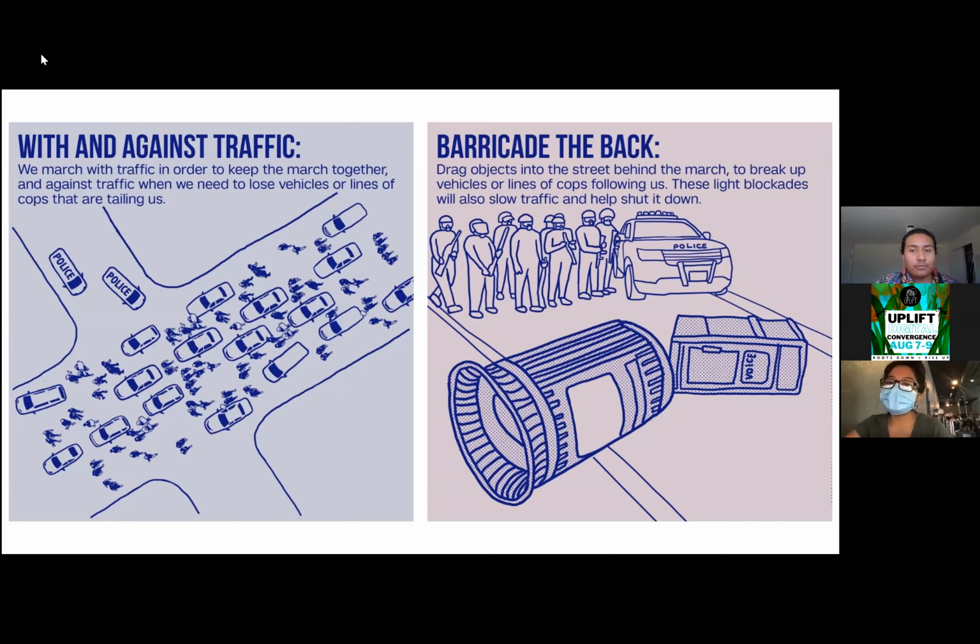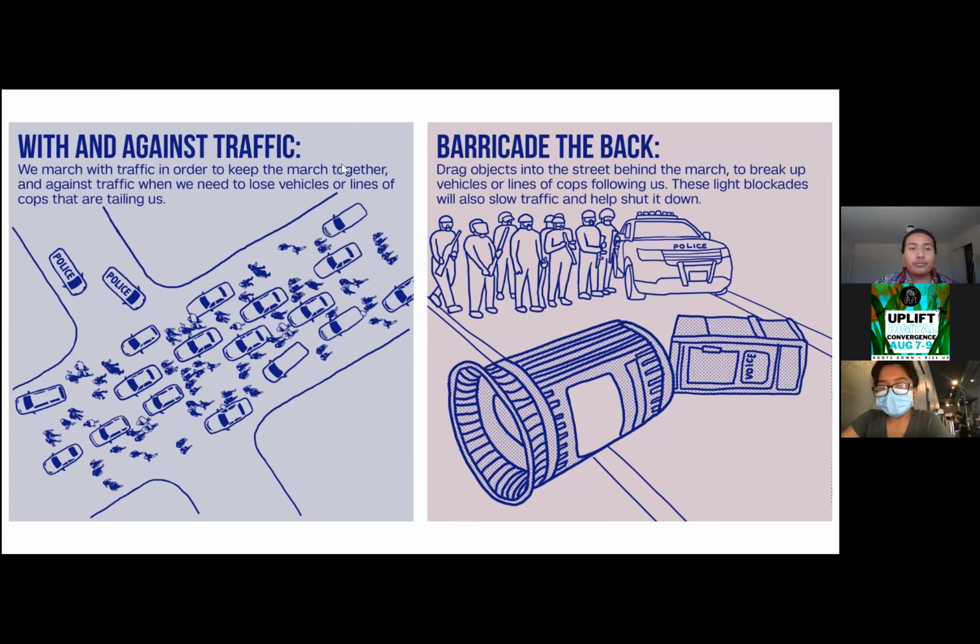I've seen this everywhere. I haven't really been in a big protest, I've been in a small protest before for Black Lives Matter, but I've seen this in movies and videos and stuff. So I thought that was a good tactic. It's good to know, so make sure you keep that in mind.